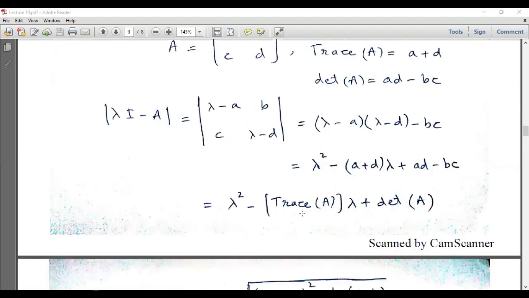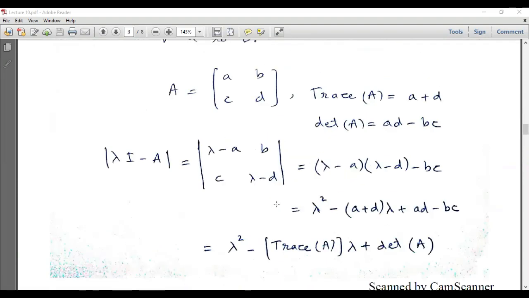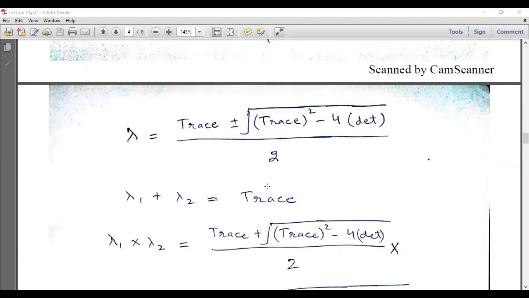So these two properties have been proved, right? The sum of two eigenvalues is equal to the trace of the matrix, which is equal to the sum of diagonal entries. And the product of two eigenvalues is equal to the determinant of that matrix.